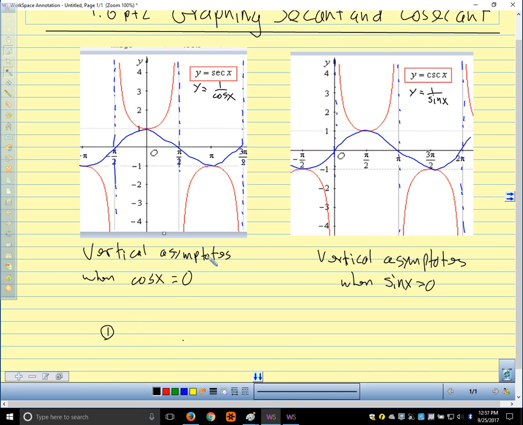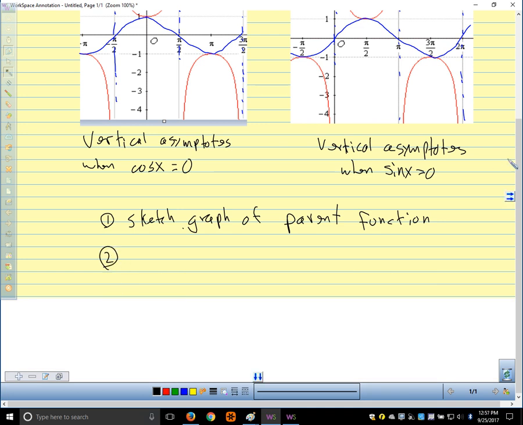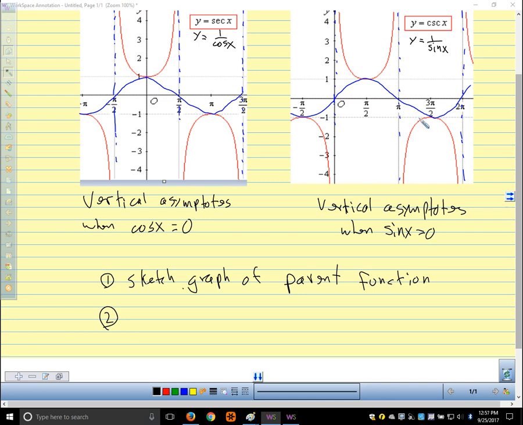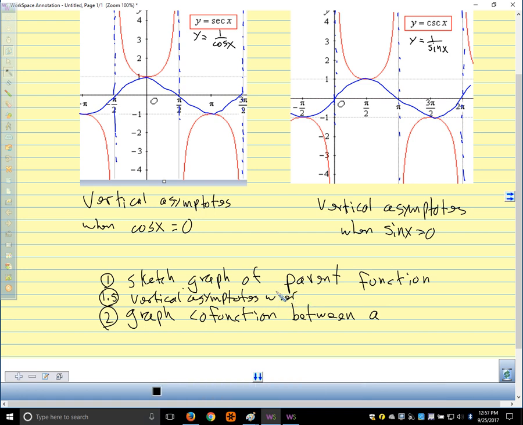We're going to sketch a graph of the parent function. And then we sketch the graph of our cofunctions between the asymptotes. Oh, let me add one more step here. We can call it 1.5. We get vertical asymptotes where the parent function equals 0, everywhere it crosses the x-axis. Then graph the cofunction between the asymptotes.